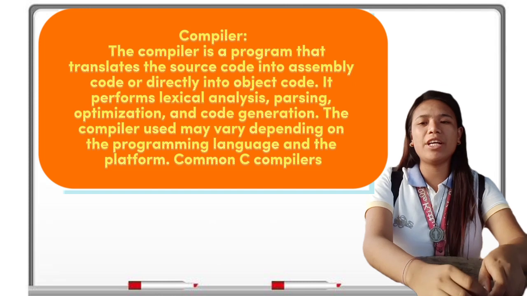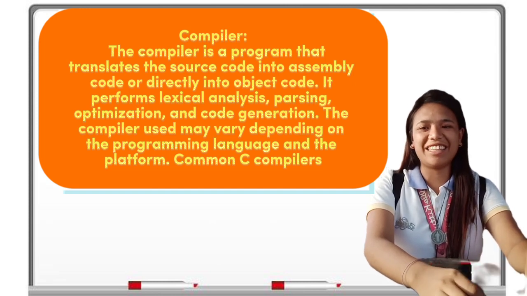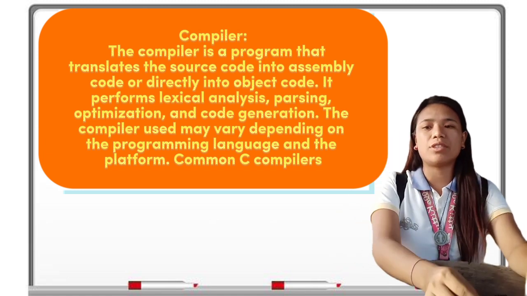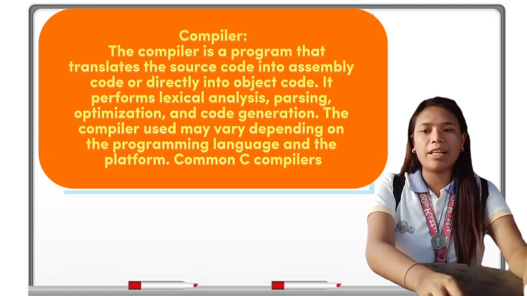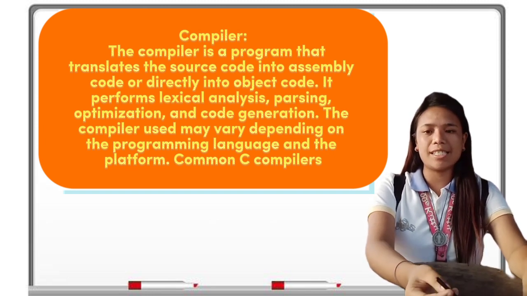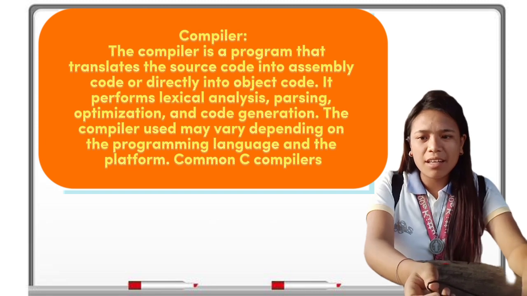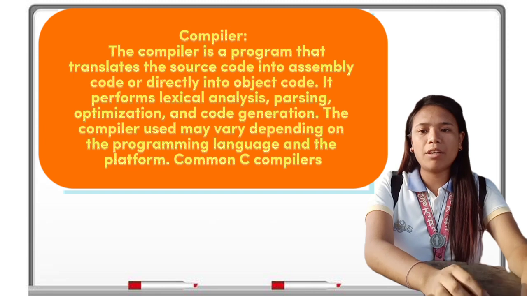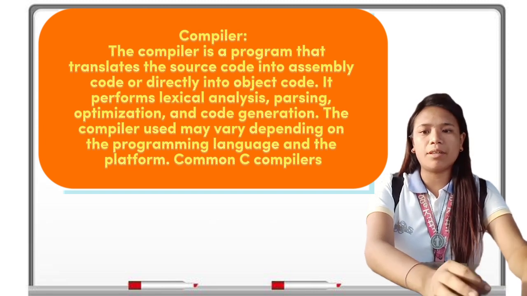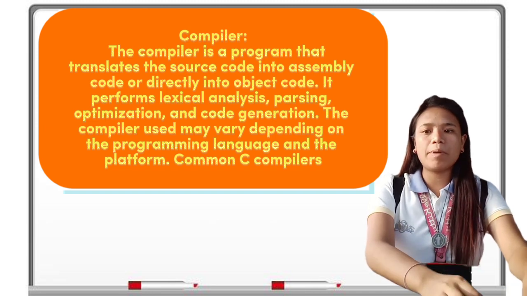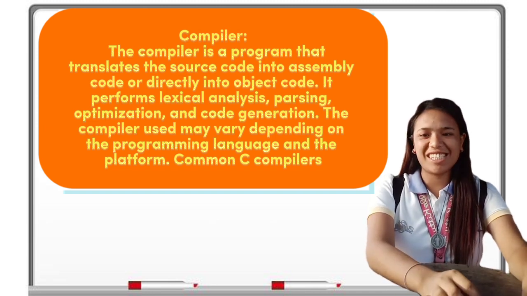Here, the compiler is a program that translates the source code into assembly code or directly into object code. It performs lexical analysis, parsing, optimization, and code generation. The compiler used may vary depending on the programmer, language, and the platform. Common C compilers include GCC or the GNU compiler.